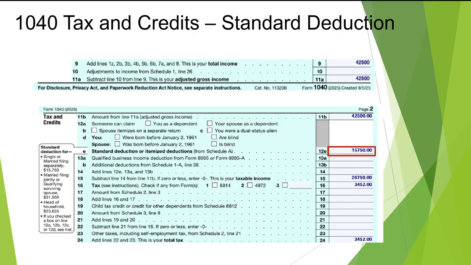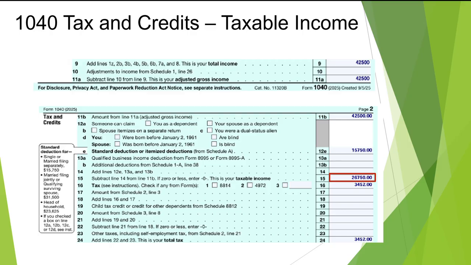So line 15, Jordan's taxable income is $42,500 minus $15,750. Jordan's only going to pay tax on $26,750, which is kind of like a gift from the U.S. government.